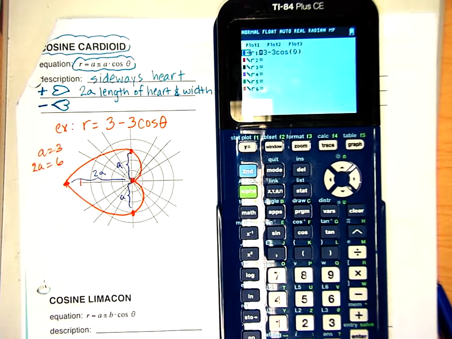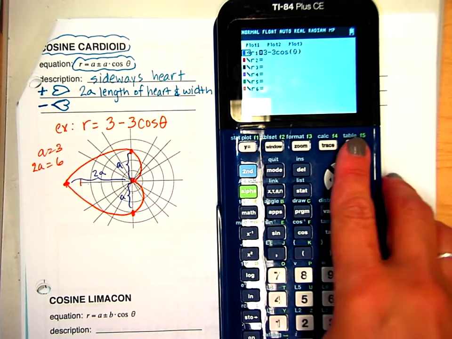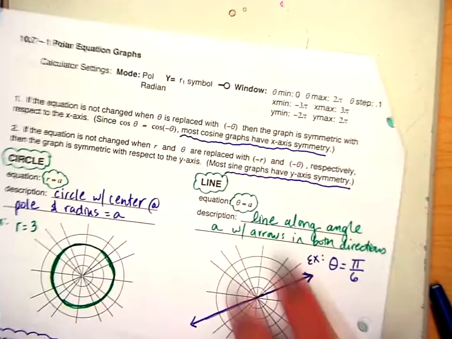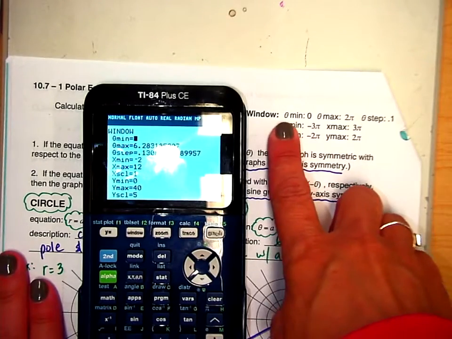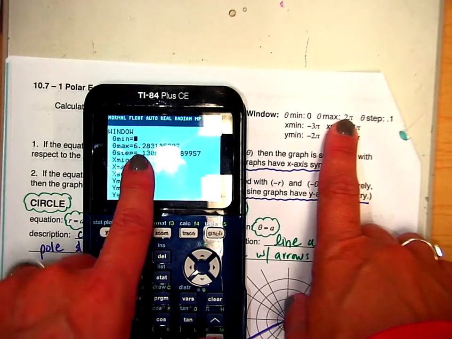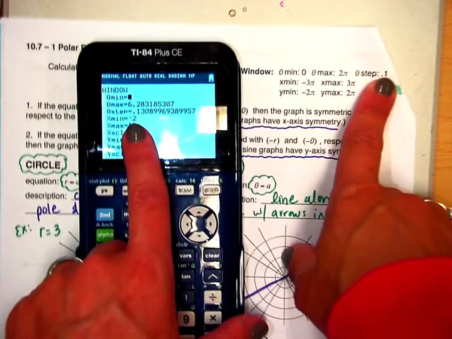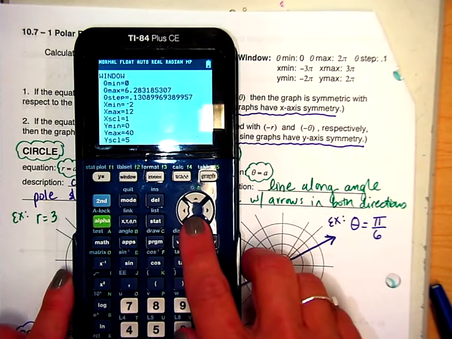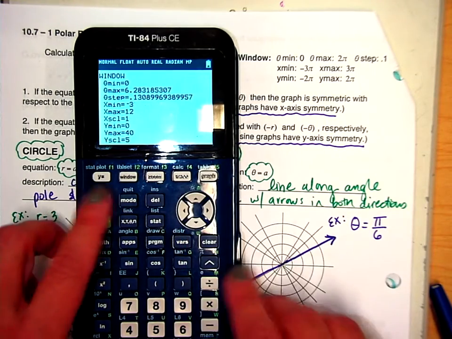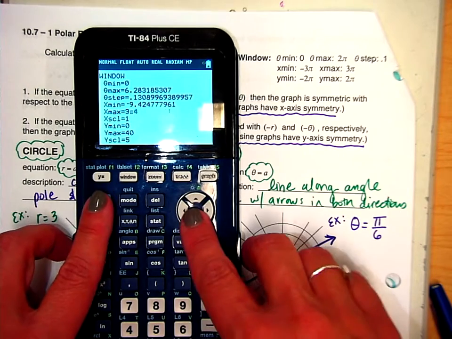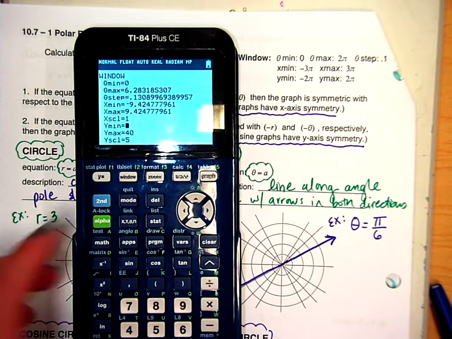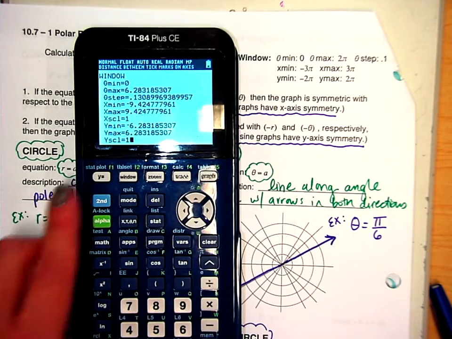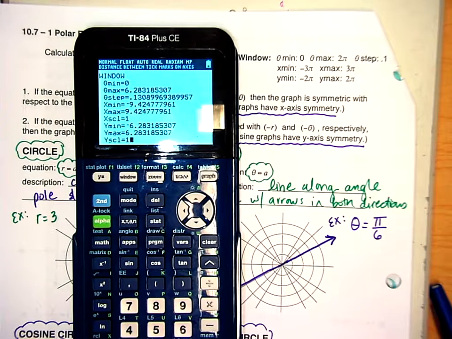Actually, I should look at my window for a sec. Okay, my window looks pretty good. For the window, theta should be at 0 to 2 pi, which it is, and a 0.1 step is fine. For X min and max, I'll do negative 3 pi to 3 pi. That's fine for a scale. Y min and max, negative 2 pi to 2 pi. I'll do a 1. That's just a nice trig scale. And now I can graph it.